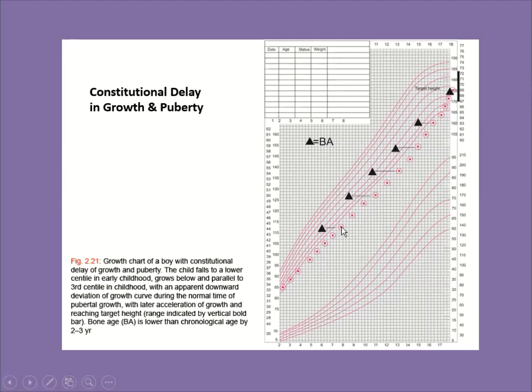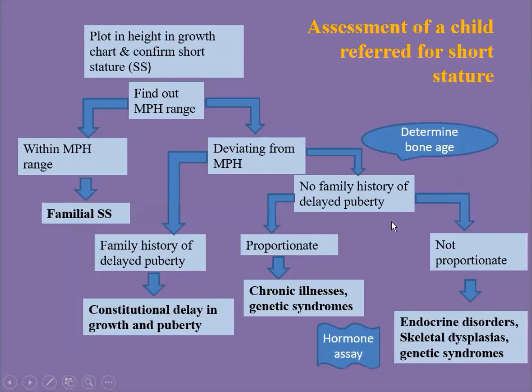His chronological age is 8, bone age is 6, height age is also 6. Here 11. Then he attains puberty quite late, maybe 16, 17 years. Then he shoots up and grows up to his potential. So this is a summary flow chart of assessment of a child referred for short stature.